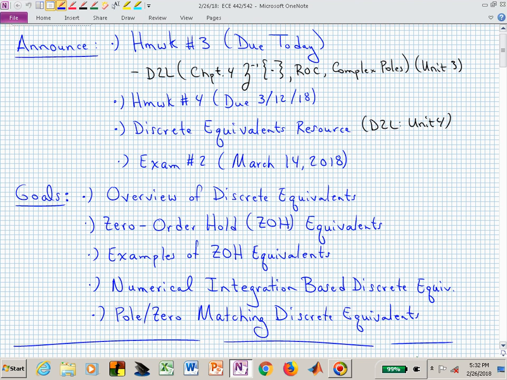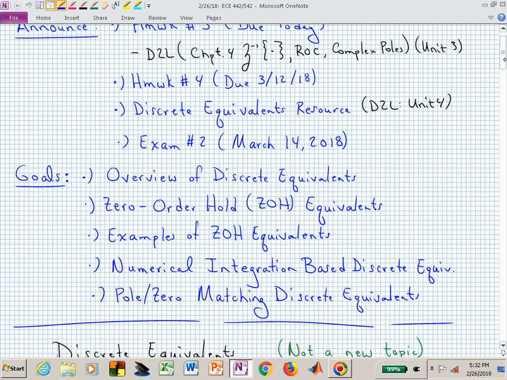Today, what I want to do then is start in Unit 4, which is dealing with discrete equivalents. There's two different ways of sort of finding discrete equivalents. So there's two different scenarios or two different cases. And we'll actually look at the second case first, which is a zero-order hold equivalent, and we'll look at some examples of zero-order hold equivalents. Hopefully that concept will be clear after today's discussion.